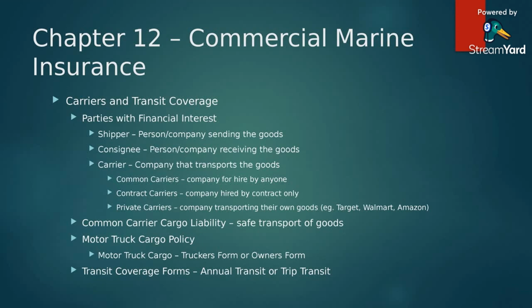Transit coverage is usually going to be under two different types. It's going to be an annual transit form or a trip transit form. The annual transit form is going to be for all coverages for all shipments from that carrier for the entire year. It's going to cover all exposures for everything in transit for the entire year. And then the trip transit form is typically used for those situations in which they are only going to be covered for that specific trip, right? So whenever you buy that special stuffed bear for Christmas for your daughter, that one shipment that gets the bear to you will be covered in that case.